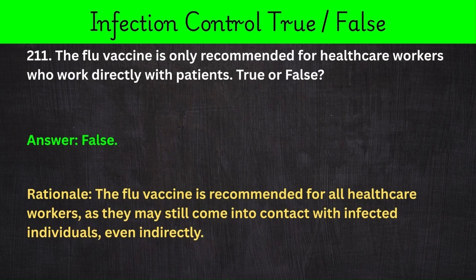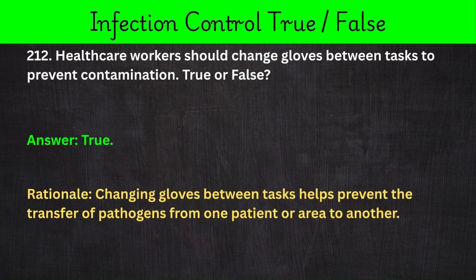211. The flu vaccine is only recommended for healthcare workers who work directly with patients. True or false? Answer: false. Rationale: the flu vaccine is recommended for all healthcare workers, as they may still come into contact with infected individuals, even indirectly. 212. Healthcare workers should change gloves between tasks to prevent contamination. True or false? Answer: true. Rationale: changing gloves between tasks helps prevent the transfer of pathogens from one patient or area to another.